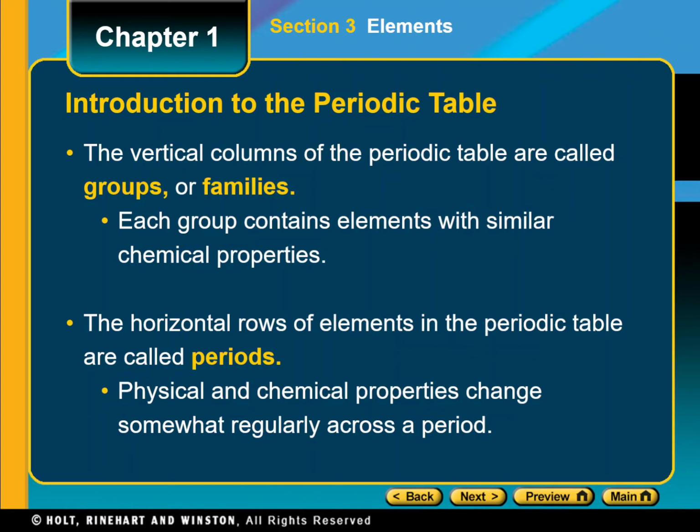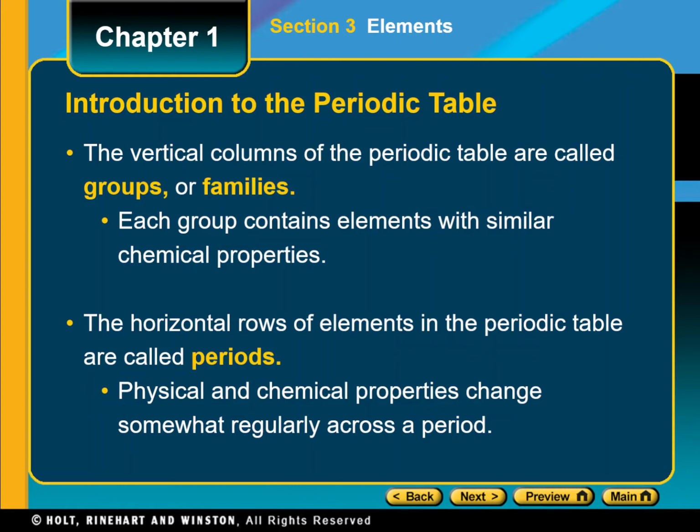For example, the elements in group 2 are beryllium, Be, magnesium, Mg, calcium, Ca, strontium, Sr, barium, Ba, and radium, Ra. All of these elements are metals. They tend to react quickly with other elements and bond to other kinds of atoms in similar ways.